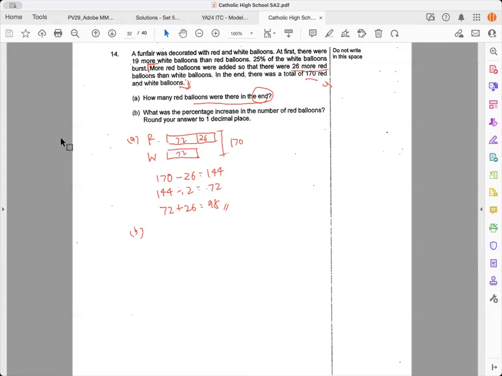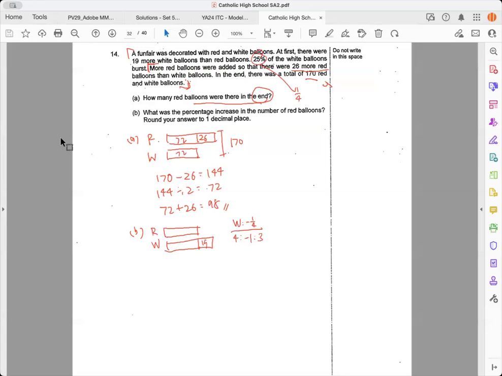Part B. The part B information is in the first part of the paragraph. At first, there was 19 more white than red. So remember, I tell you, whenever there's a difference, always draw a model. So red, and that's white. Okay, 25% is 1/4. 25% of the white burst. So white minus away 1/4, meaning 4 bursts 1/4, left 3/4.